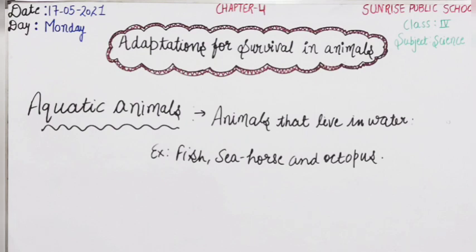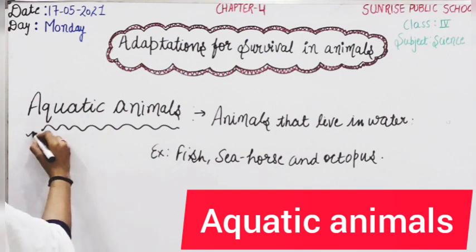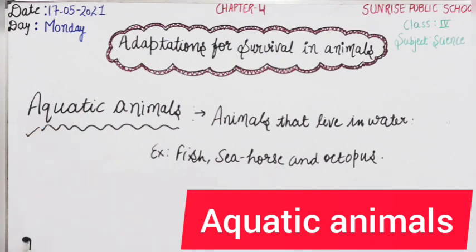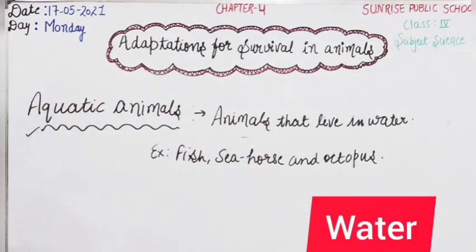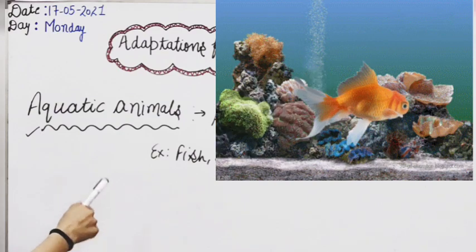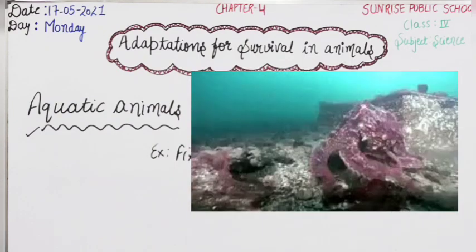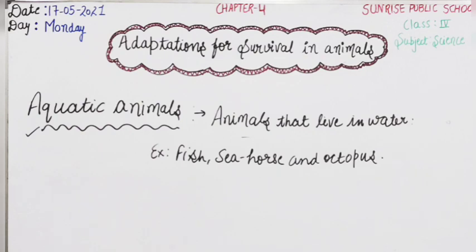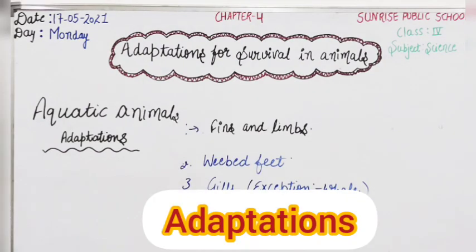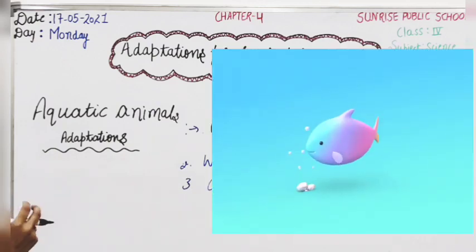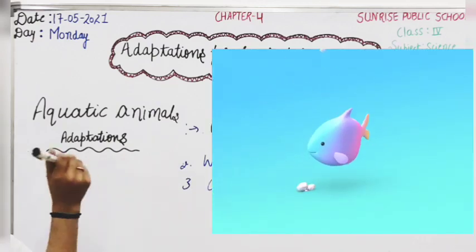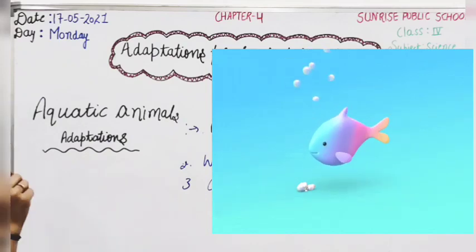The second category of animals on the basis of habitat is aquatic animals. Aquatic animals are those animals which live in water. For example, fish, seahorse and octopus are some aquatic animals. There are some adaptations of aquatic animals. For example, they have fins or limbs to help them swim.